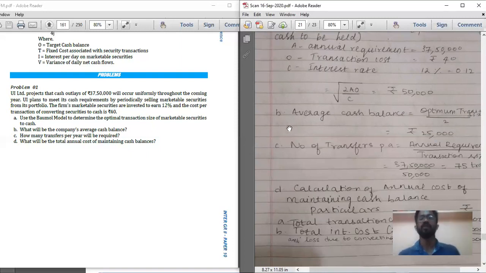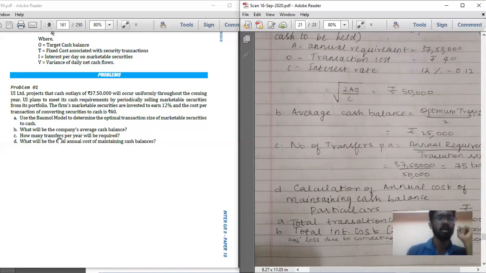Below that, small b. Small b, they are asking for the average cash balance. So the formula for the average cash balance to be maintained is optimum transaction size divided by 2. That is rupees 50,000 divided by 2, which equals rupees 25,000. You just remember these formulas. Optimum transaction size is square root of 2AO by C. Then average cash balance is optimum transaction size divided by 2.